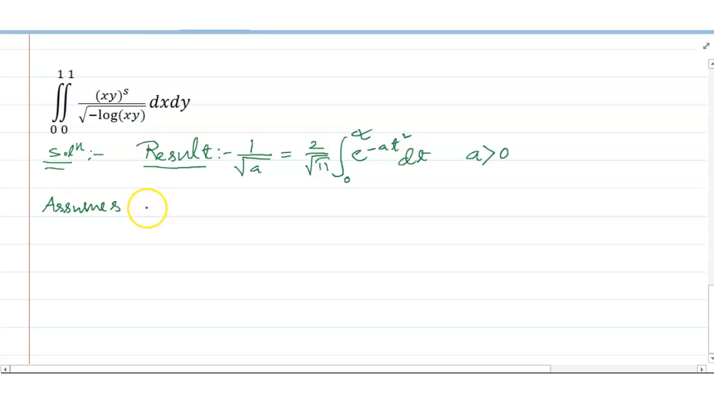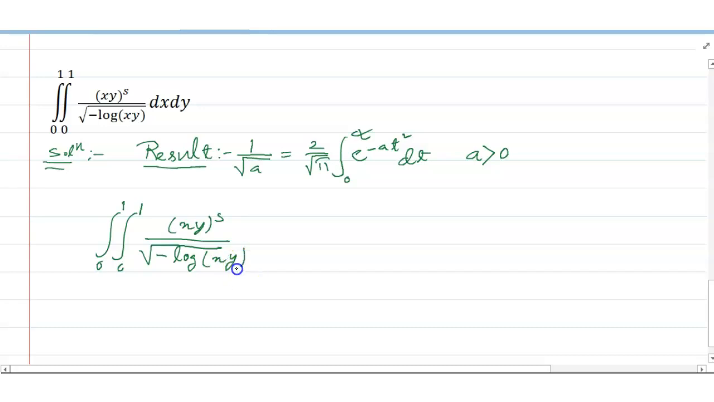Okay, no problem. The problem is the double integral from 0 to 1 and 0 to 1 of (xy) whole to the power s divided by root over minus log xy, dx dy.